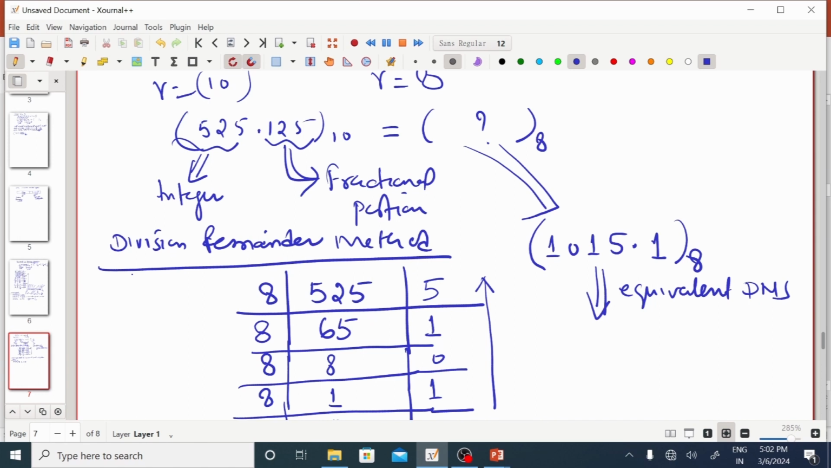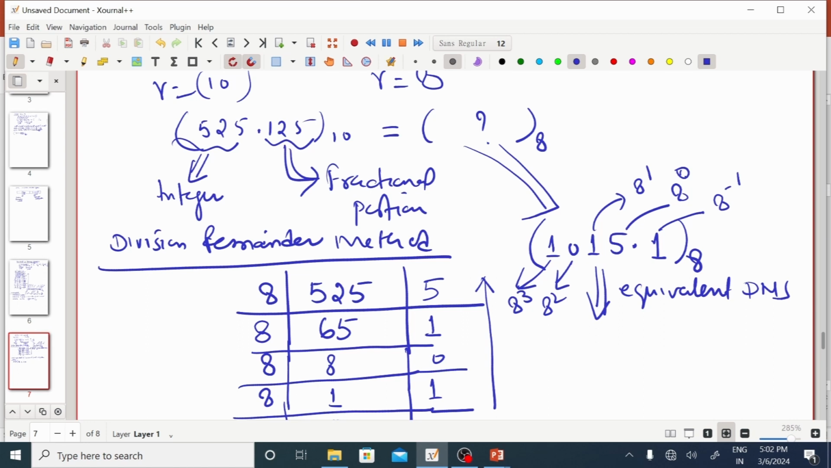So this is simply multiplied by what? 8 to the power 3. This is multiplied by what? 8 to the power 2. This is multiplied by what? 8 to the power 1, and this is multiplied by what? 8 to the power 0, and the fractional portion has only a single digit, which is the first digit, so this is multiplied by 8 to the power minus 1.